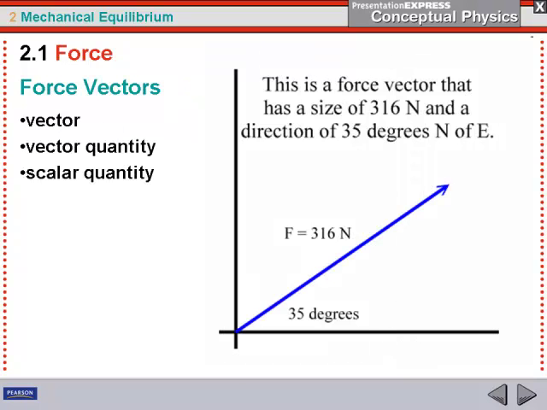A vector is an arrow that represents the magnitude and direction of a quantity. A vector quantity needs both magnitude and direction for a complete description. Force is an example of a vector quantity. A scalar quantity can be described by magnitude only and has no direction. Time, area, and volume are scalar quantities.